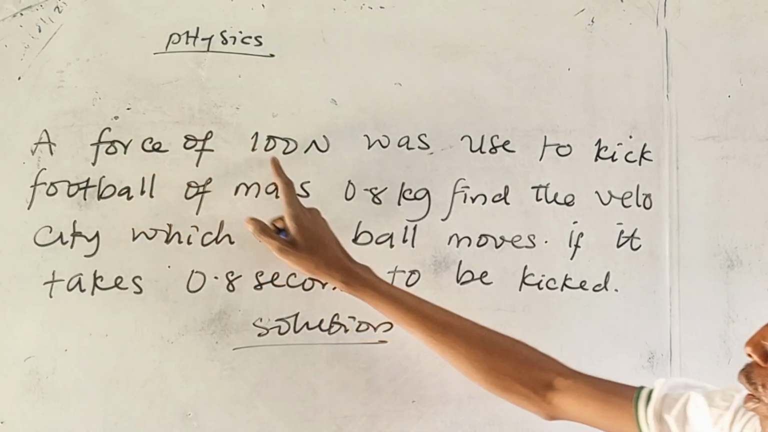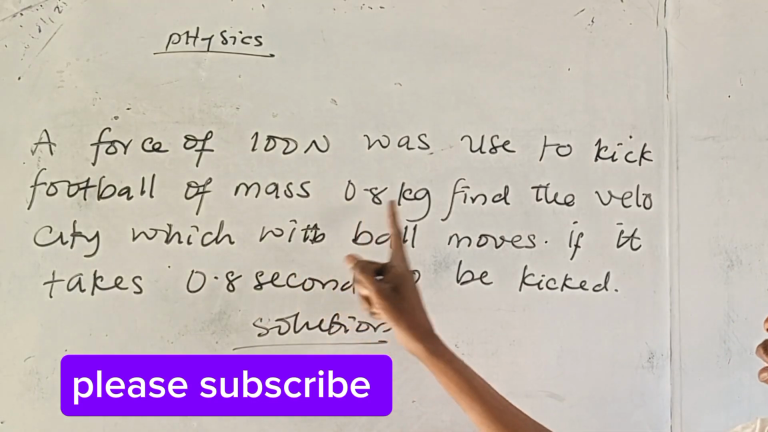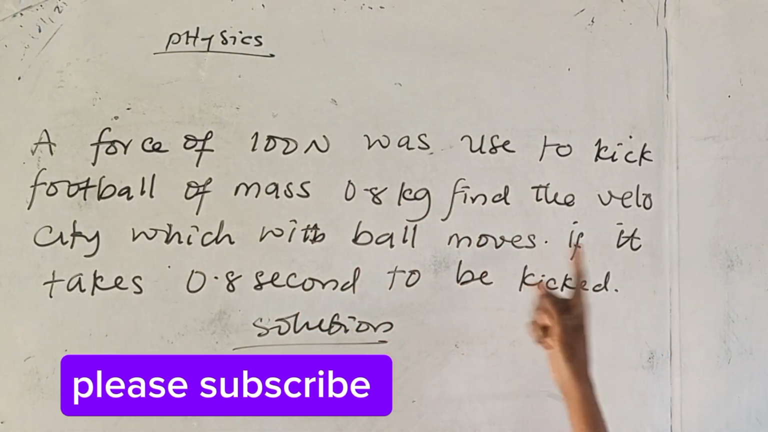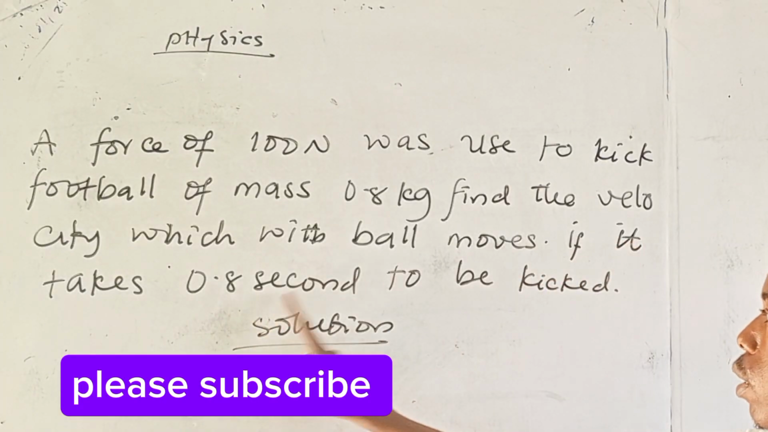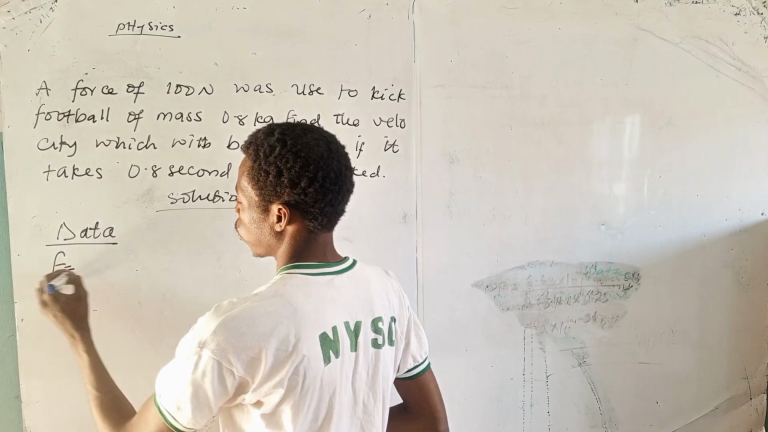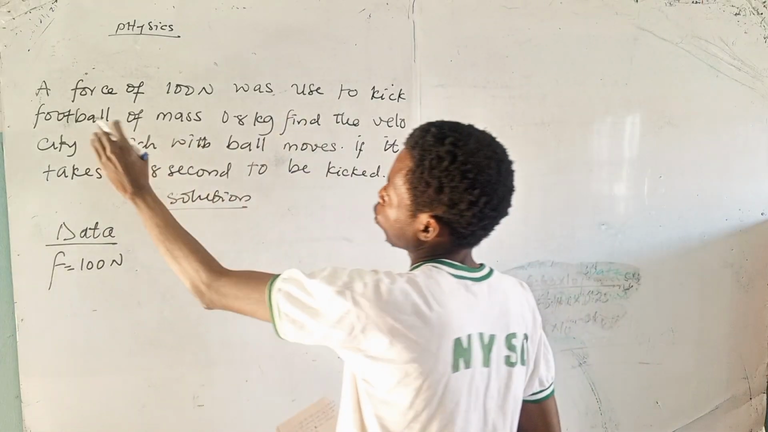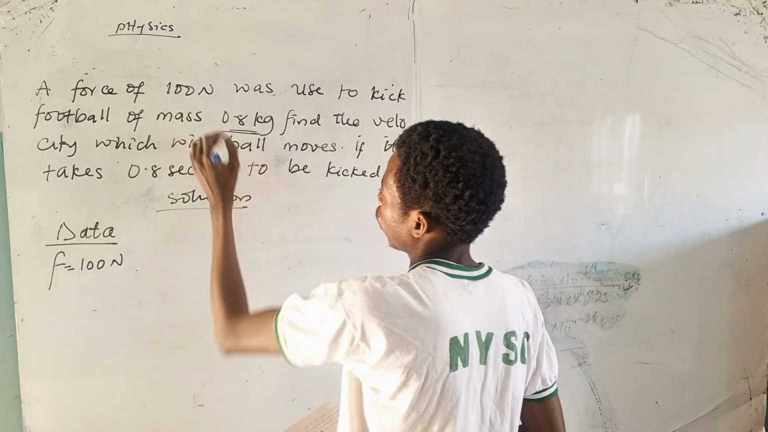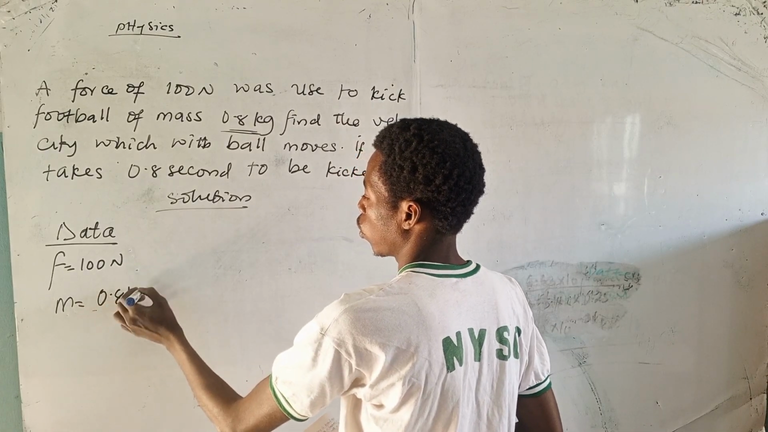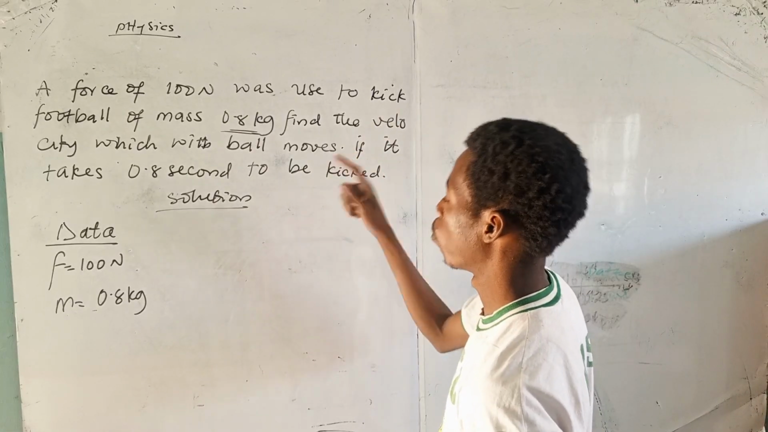A force of 100 Newton was used to kick a football of mass 0.8 kilogram. Find the velocity with which the ball moves. So F equals 100 Newton was used to kick a football of mass 0.8 kg.